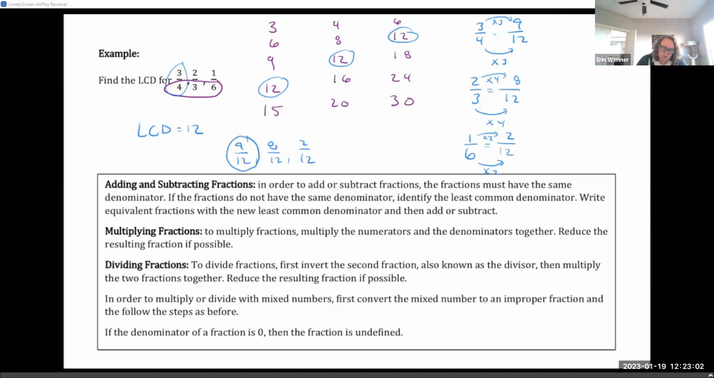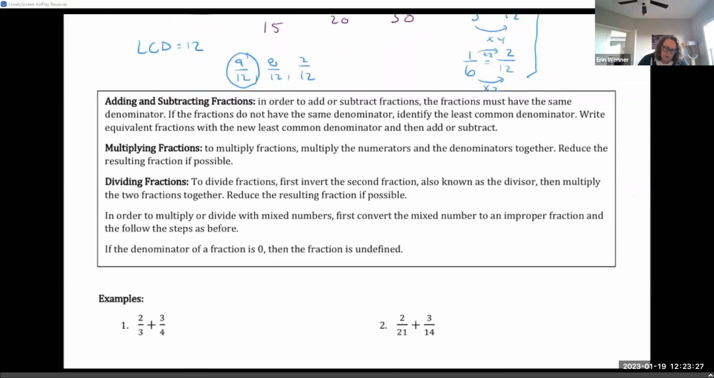So adding and subtracting fractions. In order to add or subtract fractions, the fractions must have the same denominator. If the fractions do not have the same denominator, we need to identify the least common denominator and write the equivalent fractions with the new least common denominator. Again, what I was doing here was creating fractions with the same common denominator.